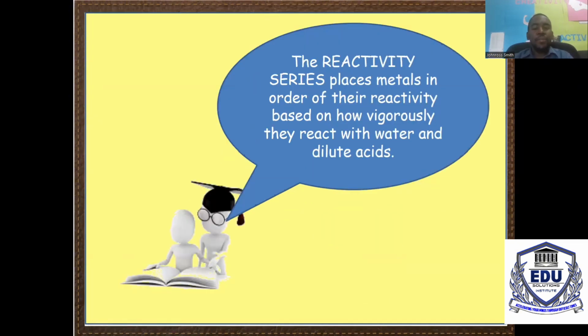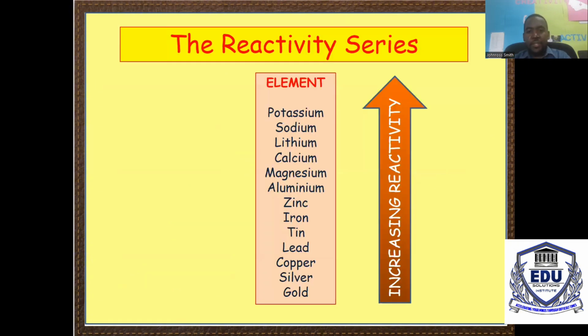Now, the reactivity series, in terms of metals, places them in terms of their reactivity based on how vigorously they react with water or with dilute acids. So when we react these metals with water and dilute acids, how fast do they react? What type of reaction is it? Is it a calm reaction? Is it a violent reaction? And then we use that to rank these metals in terms of their reactivity.